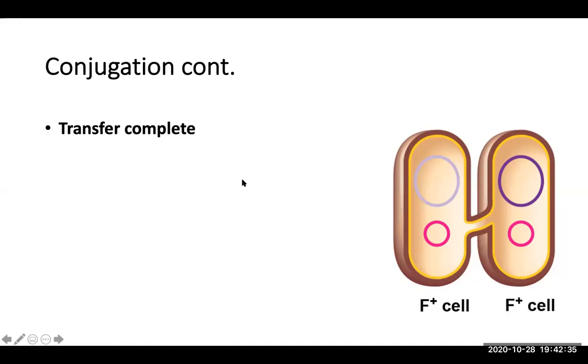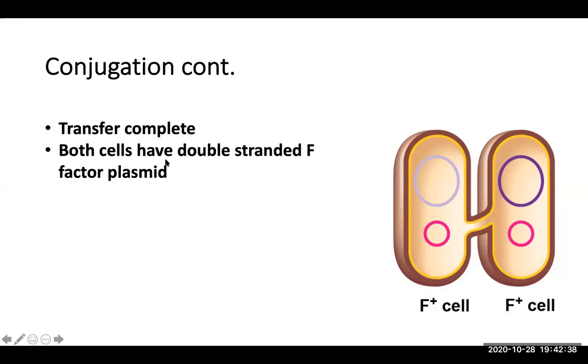Both cells at the end will have a double-stranded F factor plasmid and whatever other special genes are encoded in that plasmid. Now, a cell can have more than one plasmid. It can have several plasmids, and as long as it has the F+ plasmid, it can form this bridge and share all of those plasmids in the same manner, right? And once conjugation is done, the bridge will disassemble, and both cells can perform conjugation with other F- cells.